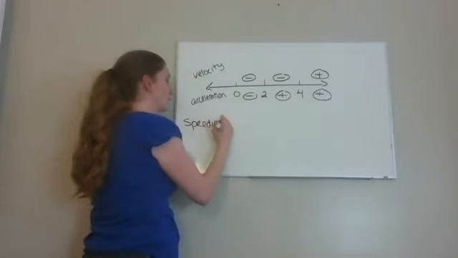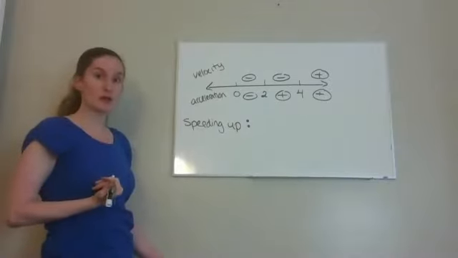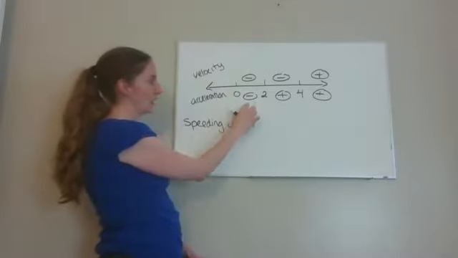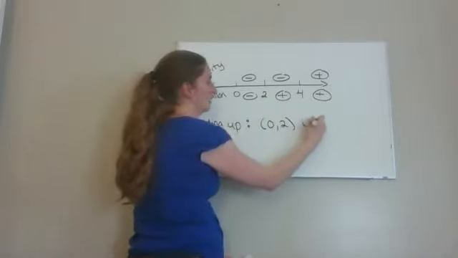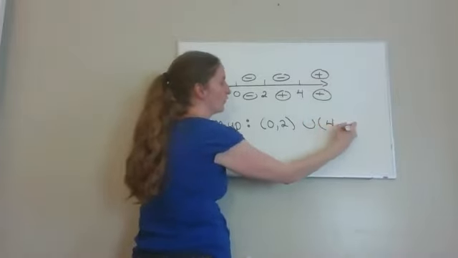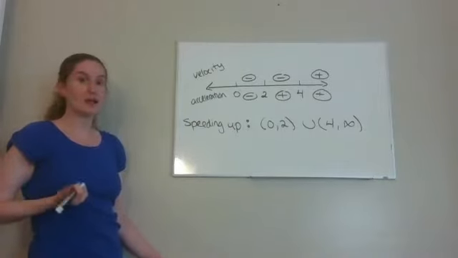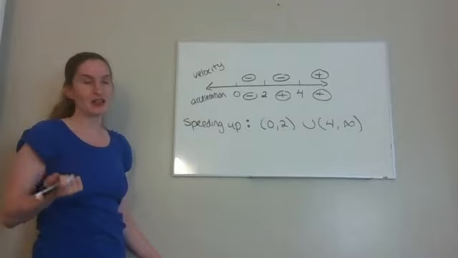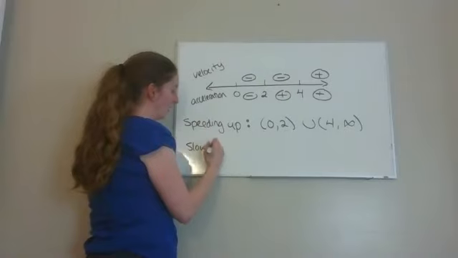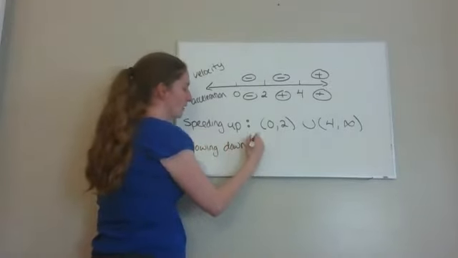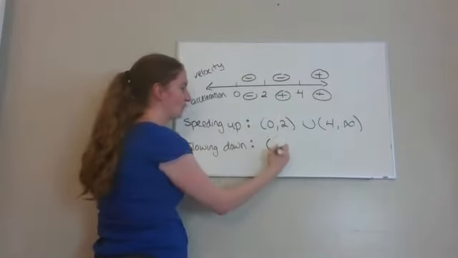Remember, our object is speeding up when the signs of the velocity and acceleration functions agree. I can see that they're both negative between 0 and 2. And then they're both positive between 4 and infinity. So I have that my object is speeding up between time 0 and 2, and then at time 4 going on forever. And then my object is slowing down when the signs are opposite of each other, which would just be between 2 seconds and 4 seconds.